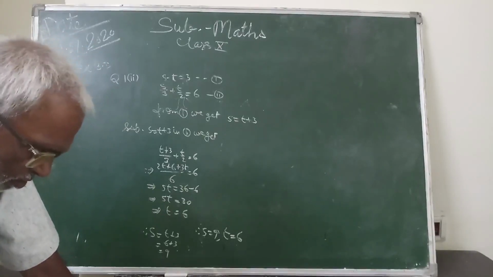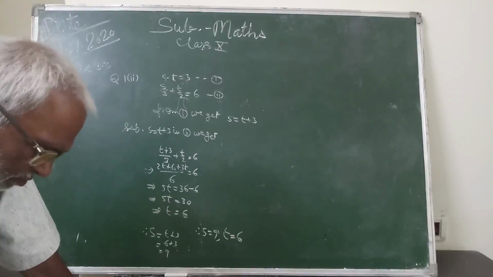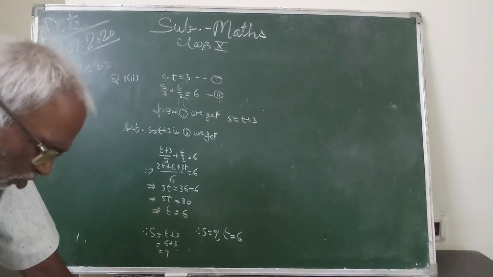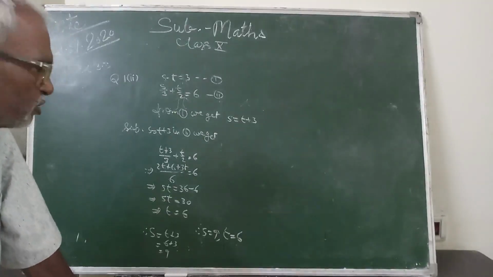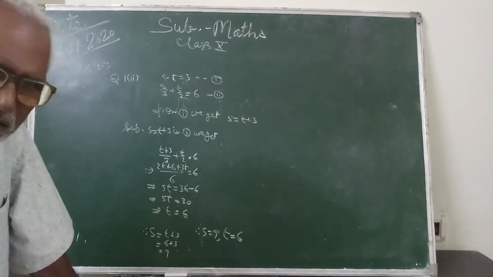Substitute the value of any variable obtained from 1 in the second and then solve it, and the value of one variable will come. Then substitute it in the other equation.